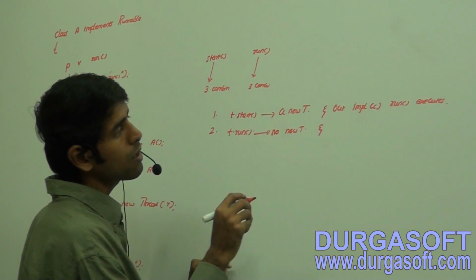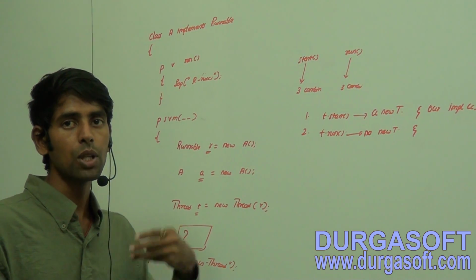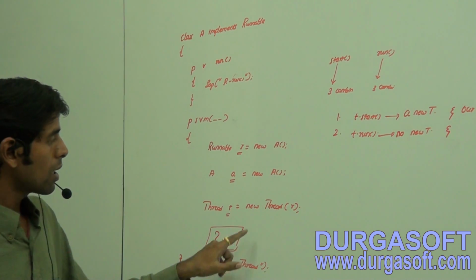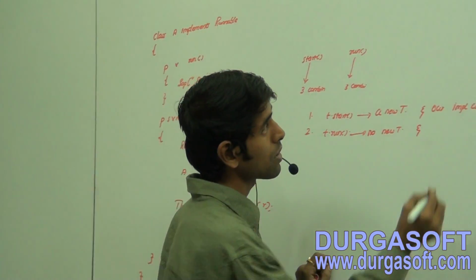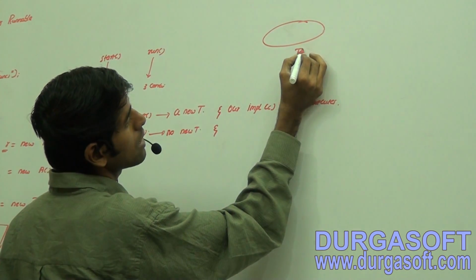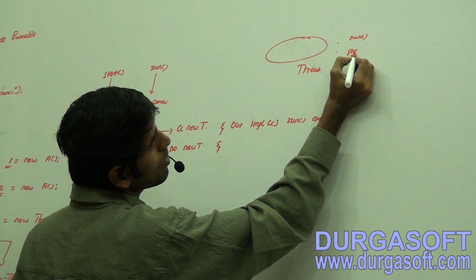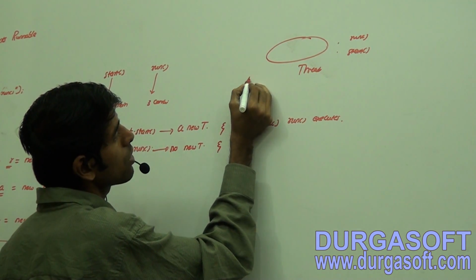Do you require me to do that one? I think you don't want, right? Do that one. Let me put that here itself, otherwise you will get confused. This is a Thread instance, with the run method and the start method, and it is referred to by T.